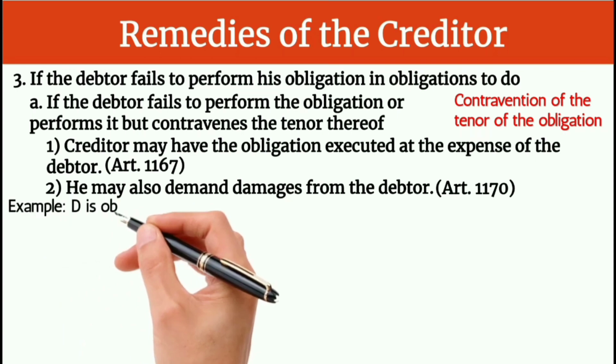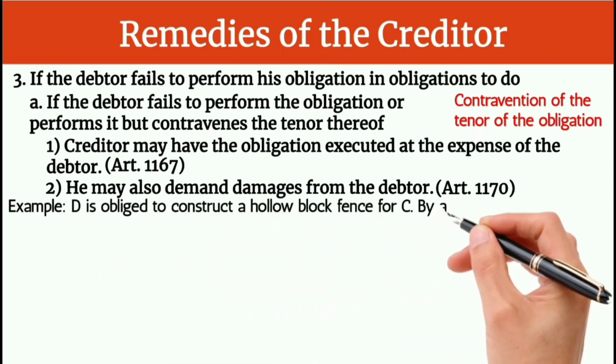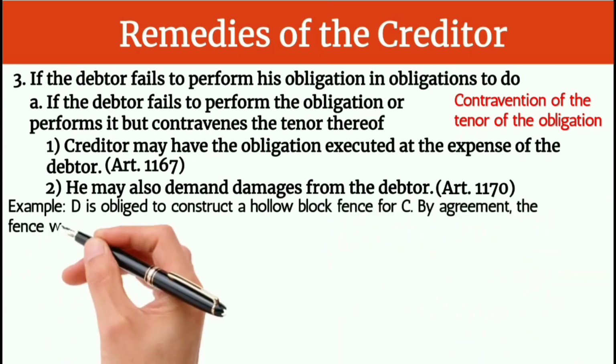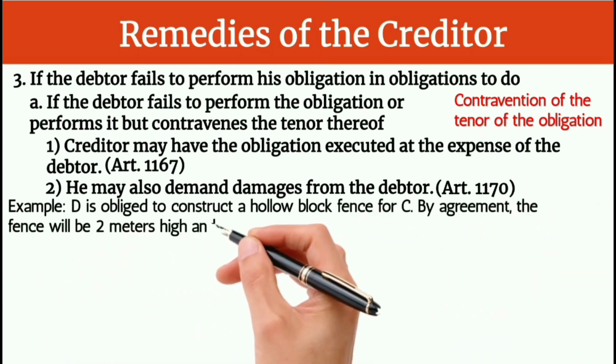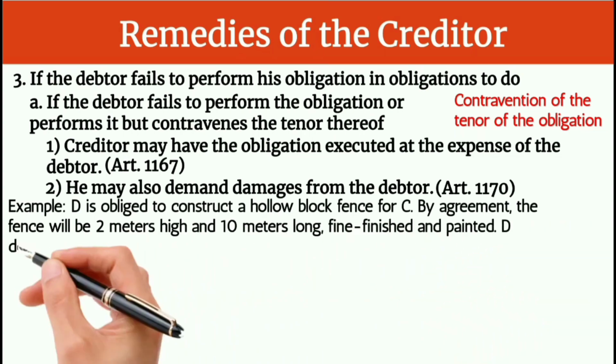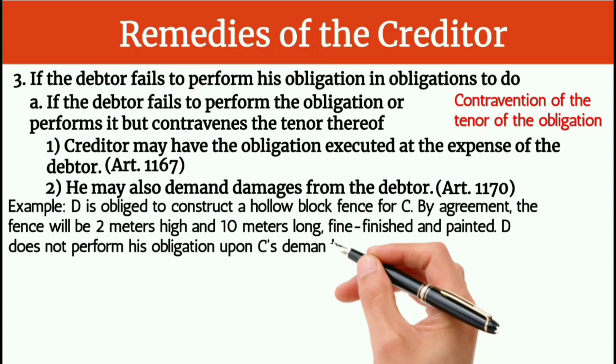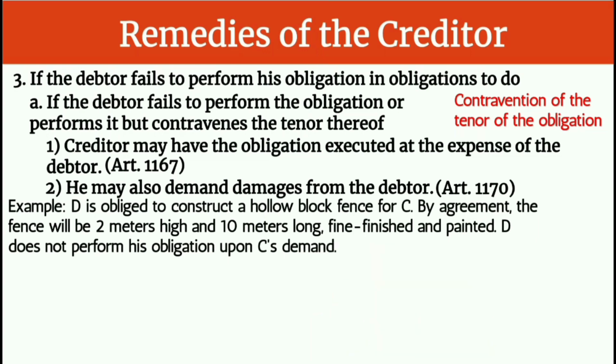Let's have an example. D is obliged to construct a hollow block fence for C. By agreement, the fence will be 2 meters high and 10 meters long, fine finished, and painted. D does not perform his obligation upon C's demand.